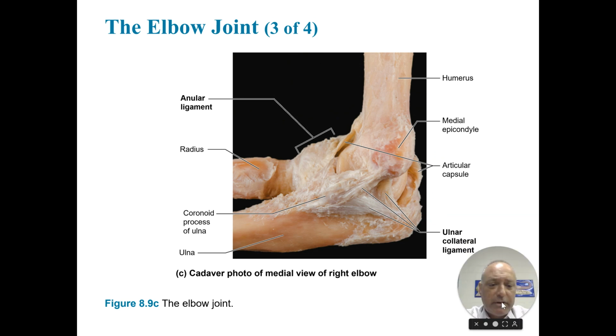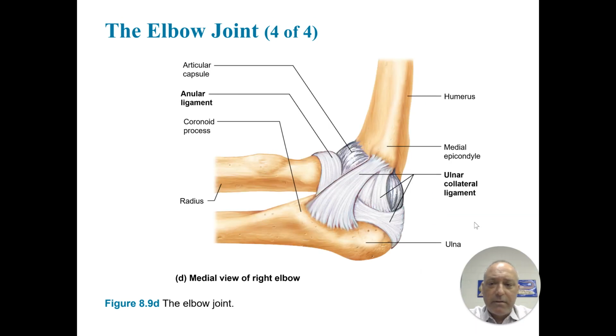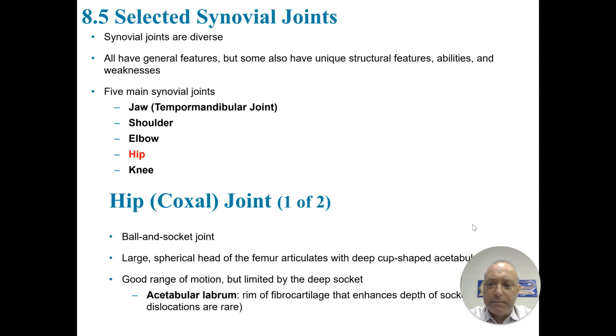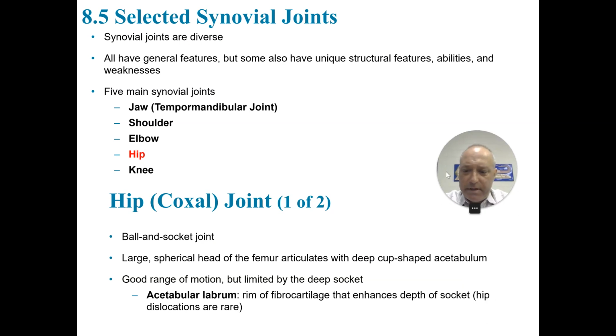Here's a cadaveric picture of it, and another picture just showing the system of ligaments that are attaching bone to bone. Okay, hip. Hip is a ball and socket as well. It's large. The spherical head of the femur articulates with the acetabulum of the os coxae. You have 3 different bones that make up this acetabulum. Good range of motion, but the socket's very deep.